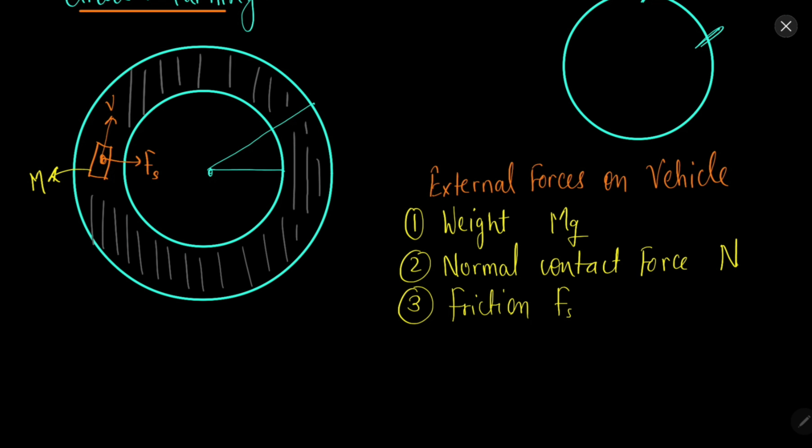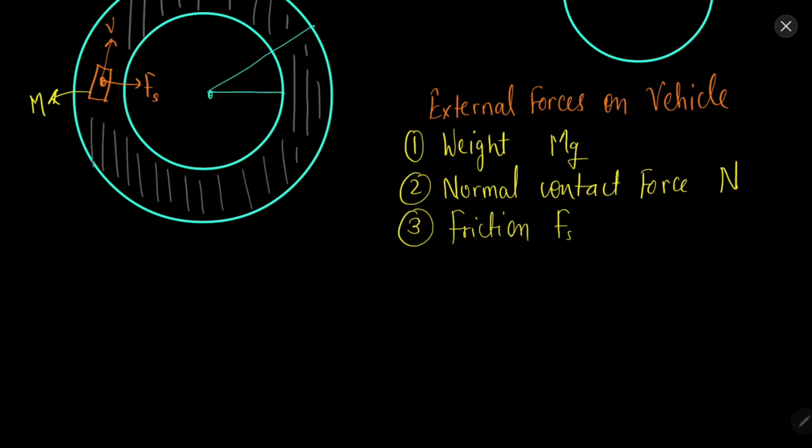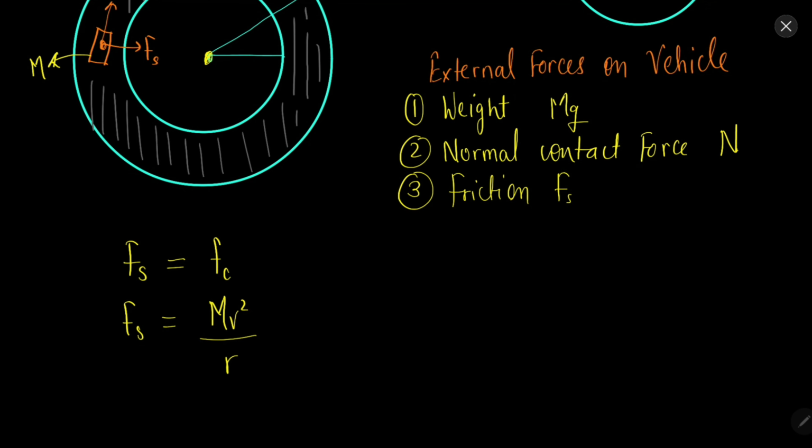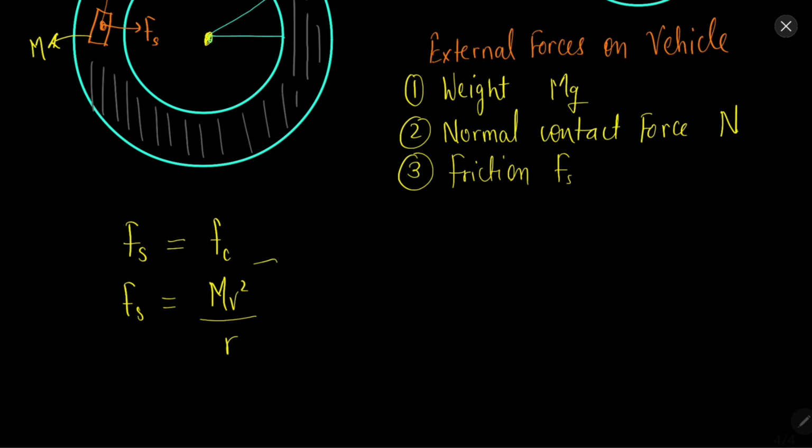So ultimately, the frictional force will be provided by the centripetal force. So the frictional force will be equal to mv square by r, as discussed above, the value of the centripetal force. Let's say the distance of the car from the center is small r. This is the value of the friction, which is allowing the car to move in the circle and is opposing the skidding of the car outside.